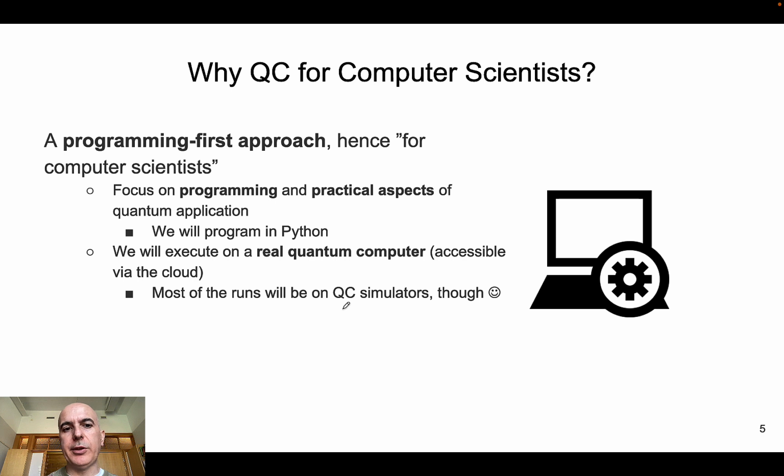So why is this course called Quantum Computing for Computer Scientists? Well, the reason is that it is focusing on concepts for computer science. In particular, the course is a programming-first approach. We focus on programming and practical aspects of quantum applications. We will program in Python. We'll also execute our quantum codes on real quantum computers that today are accessible via the cloud. However, most of the runs will be executed on quantum computer simulators running on our classical computer, that is our laptop or our workstation.